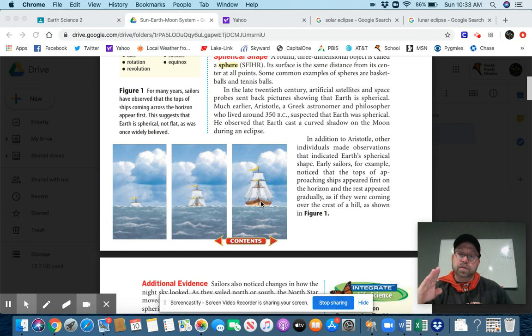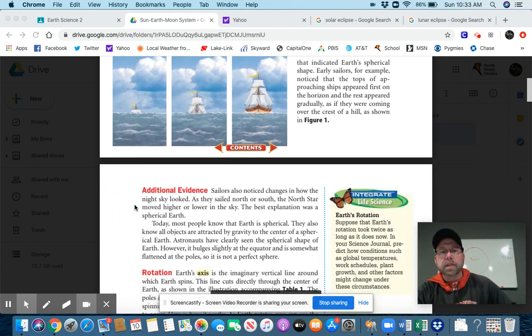And what that shows is that that ship actually was sailing over a curvature in the Earth. It was lower, so all you could see is the top. And then as it got higher, you could see the middle. And as it got even with you, then you could see the entire thing. All right, so that was the first clue.